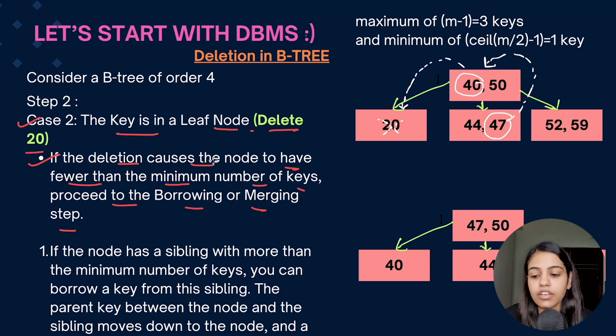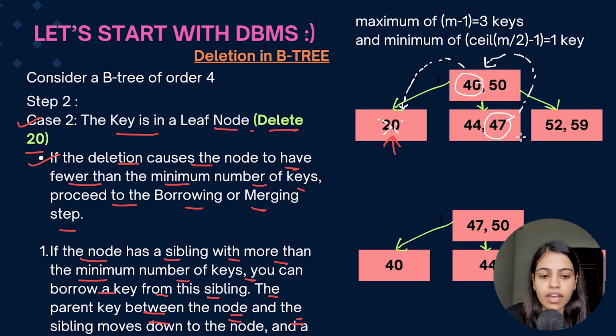That would be violated. So if the node has a sibling with more than the minimum number of keys, you can borrow a key from the sibling. The parent key between the node and the sibling moves down to the node. Here I have to delete 20. What I'll do is find the immediate sibling of 20. There are no siblings in the left, there are some siblings in the right. Now I'll see if the sibling has more than the minimum number of keys. The minimum number of keys is 1 and the sibling is having 2 keys. So we can borrow 1 key from this particular sibling.